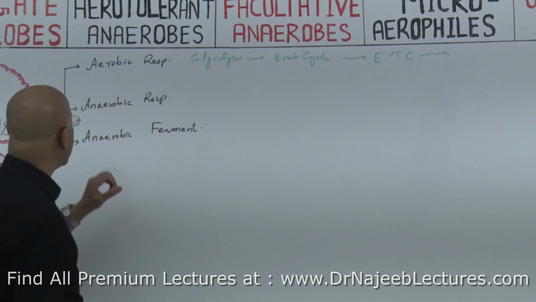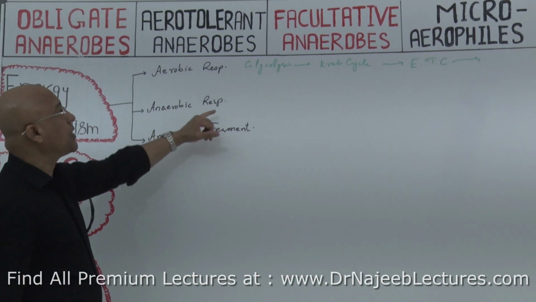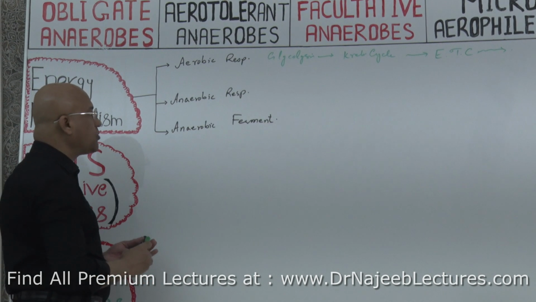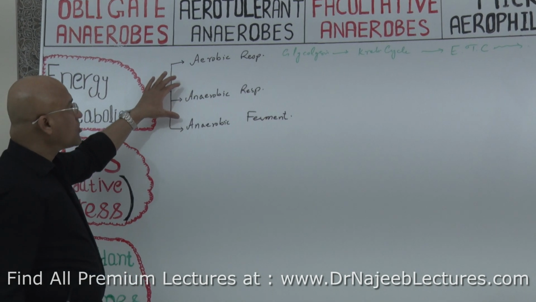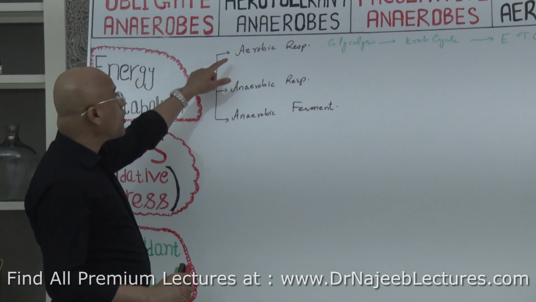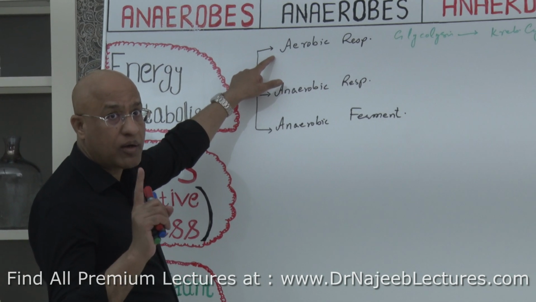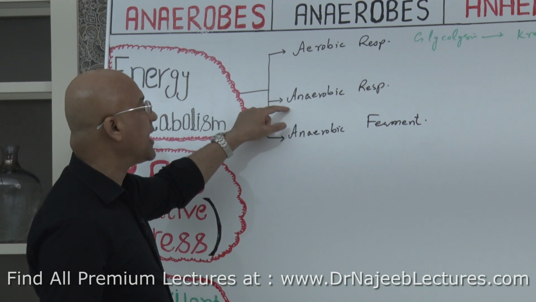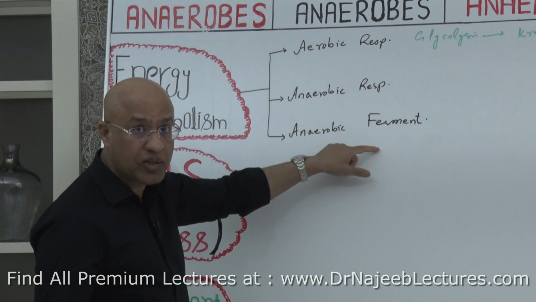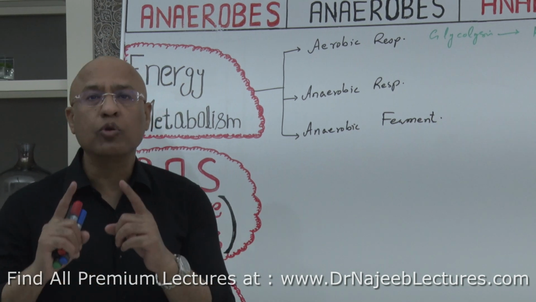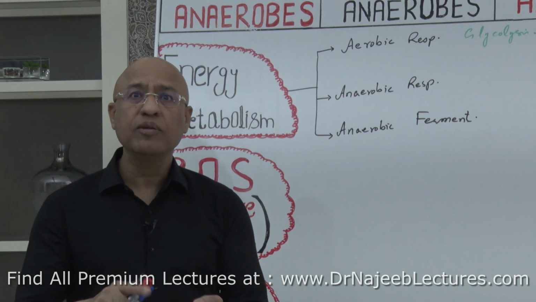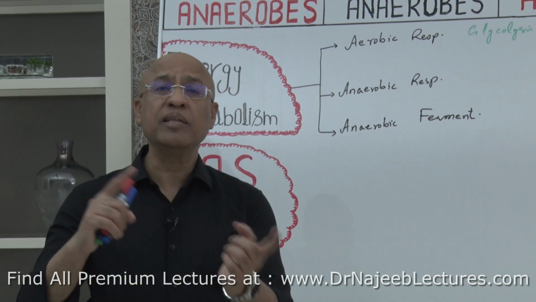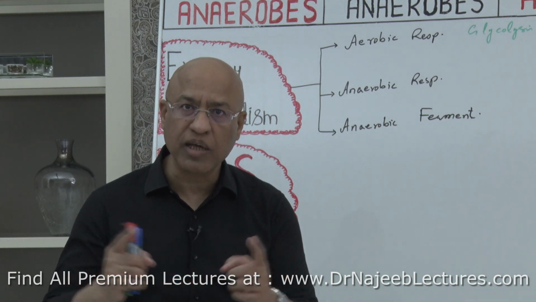Then there are some bacteria that have anaerobic respiration. What is the difference between aerobic respiration and anaerobic respiration? The biggest difference is that in the aerobic process, the final electron acceptor is oxygen, and in anaerobic processes like anaerobic respiration or anaerobic fermentation, oxygen is not used as the final electron acceptor. Rather than oxygen, some other molecules or atoms are used.